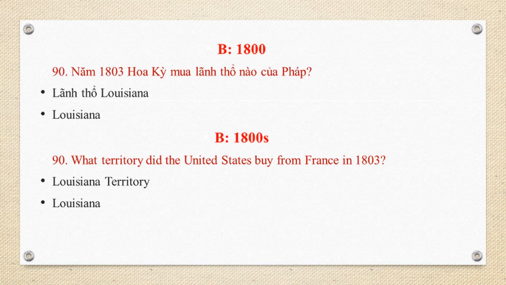B. 1800s. 90. What territory did the United States buy from France in 1803? Louisiana Territory. Louisiana.